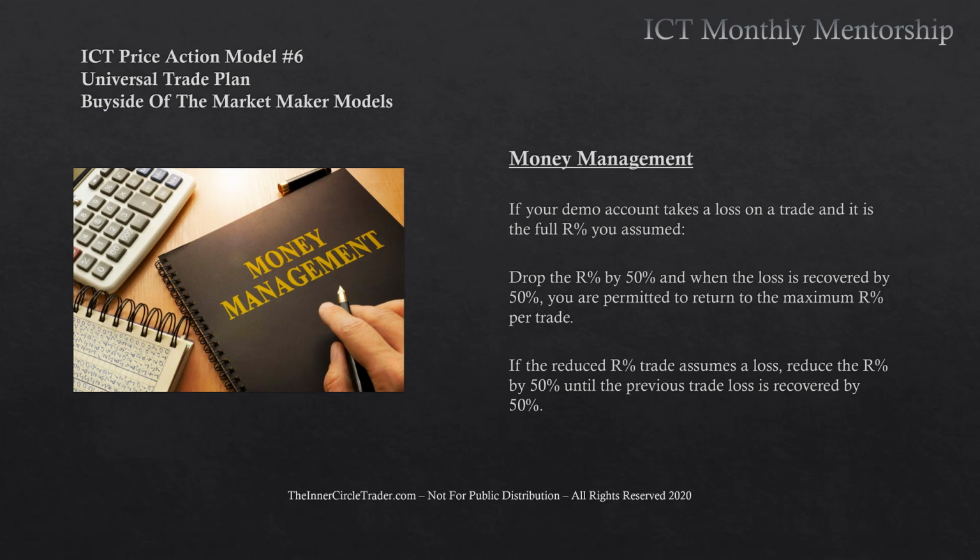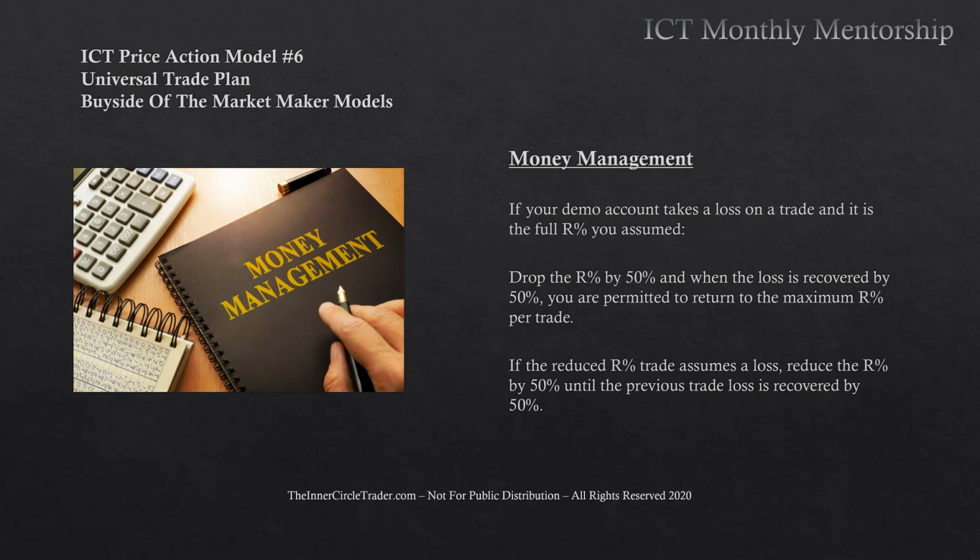If your demo account takes a loss on a trade and is at a full R percent that you assumed, you're going to drop your R percent by 50%, and when the loss is recovered by 50%, you're permitted to return to the maximum R percent per trade. This is to say that if you lost $100, you cannot trade the same amount of leverage that you used when taking that $100 loss until you make $50 back in new profit. And then you can round back up to the same leverage you were using before you took the $100 loss.